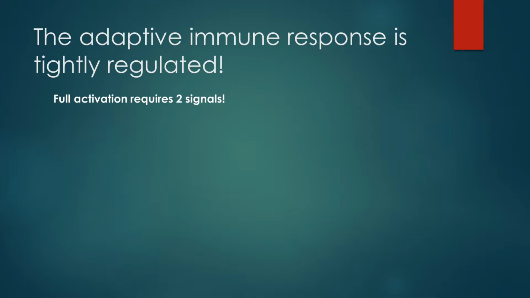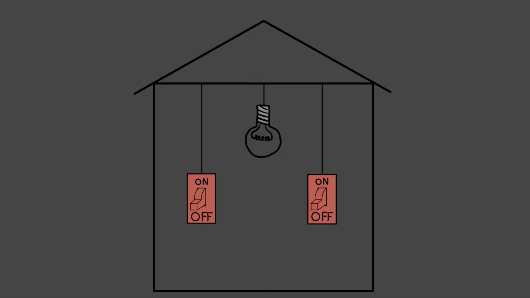To better visualize this process, imagine a house with one light and two light switches. To get the light to turn on full brightness, both switches need to be turned to the on position. The first light switch is signal 1. This is the receptor pairing.